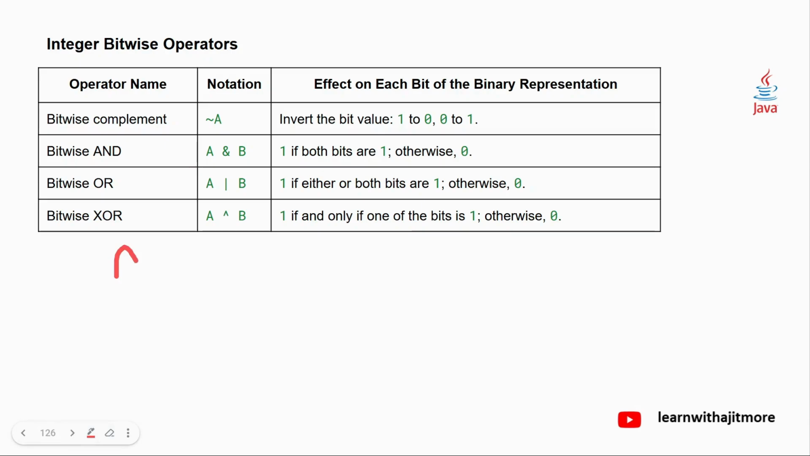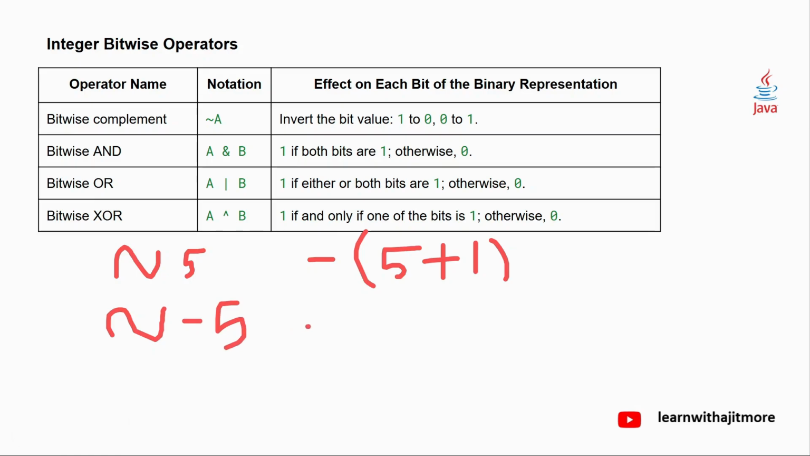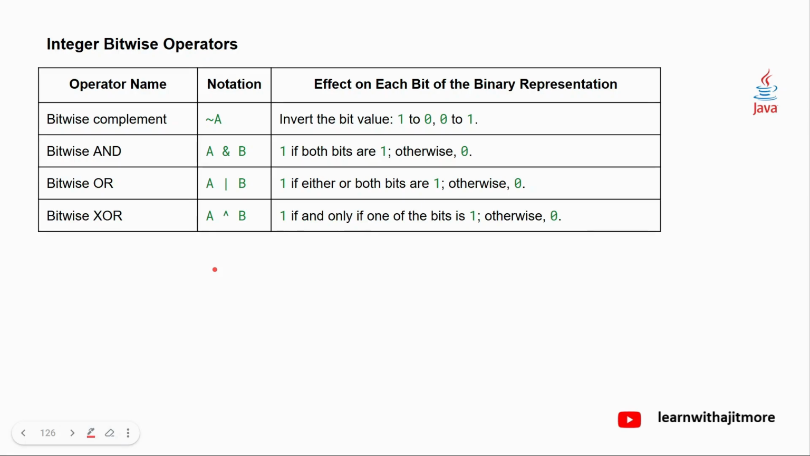Understanding? Tilde of 5 will be minus of (5 plus 1), that is minus 6. But if you are doing tilde of minus 5, it is minus of (minus 5 plus 1). So minus 5 plus 1 is minus 4, and minus of minus 4 is 4. So in this case you'll get 4, and here you'll get minus 6. We will justify it.